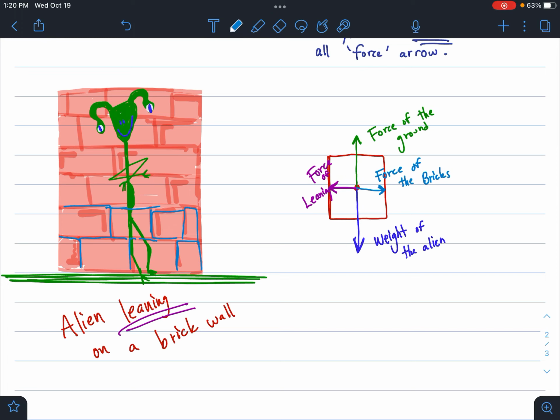So you can see that these free body diagrams are a way we can represent Newton's third law of motion, that for every action, there's an equal and opposite reaction. If you're leaning on a wall, the wall is actually pushing back on you. Kind of a weird way to look at the world. When you step on the ground, it's pushing back up on you.